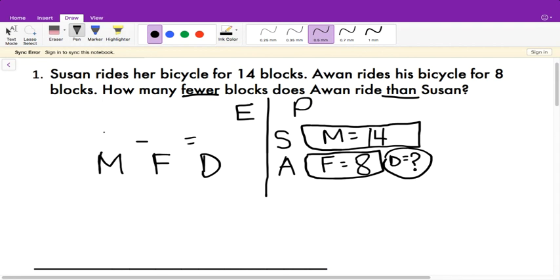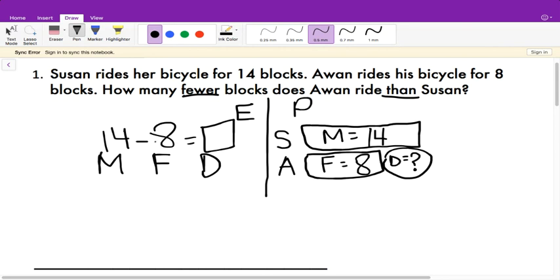So more was 14, fewer was 8, and the difference is our box because that was our missing information. Okay, now I just need to solve this subtraction problem. If I wasn't sure or couldn't remember the math fact for 14 minus 8, I could count up from 8 to 14. So let's count up.